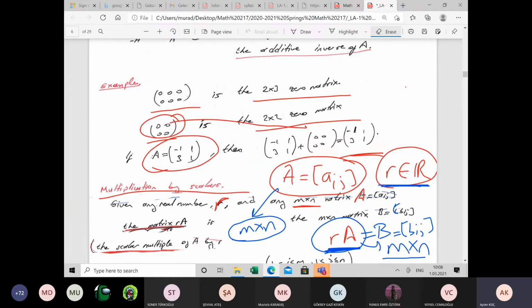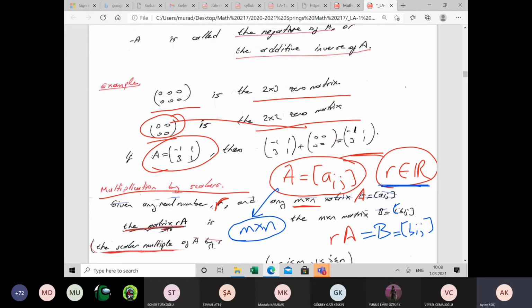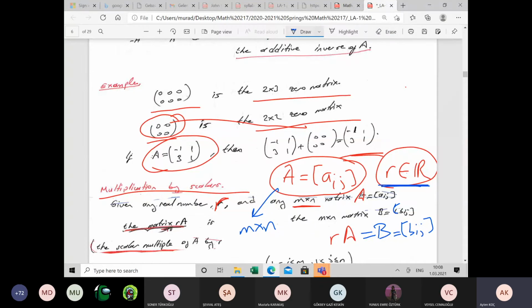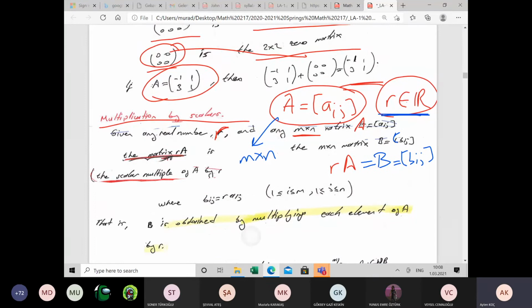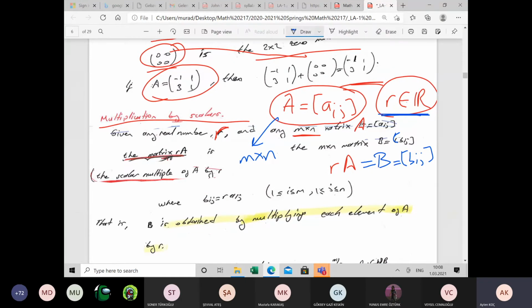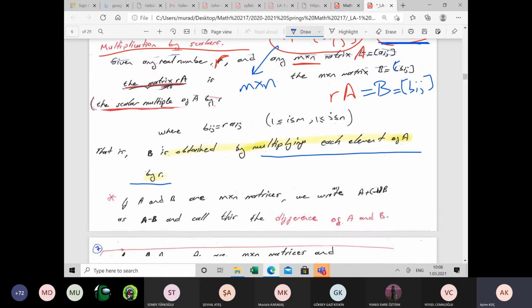All entries, let's define. It's okay. Now, what is this entry Bij? How to get Bij? Take the corresponding entry of A and then multiply by R. It's okay. So we obtain the corresponding entry of the new matrix. This matrix is obtained by multiplying each element of A by R. It's okay. Let's give an example.